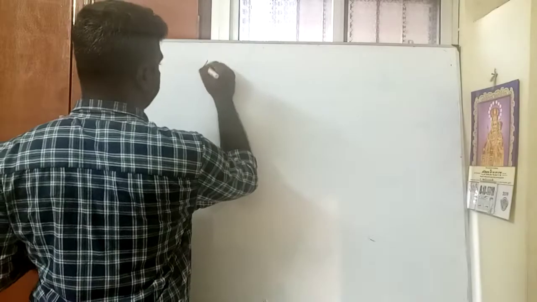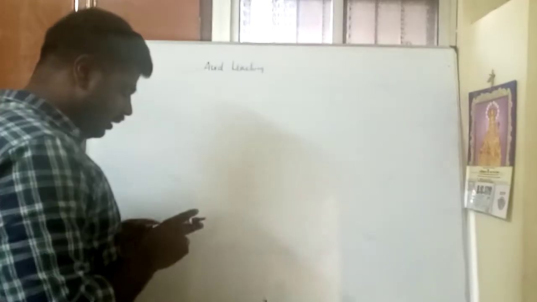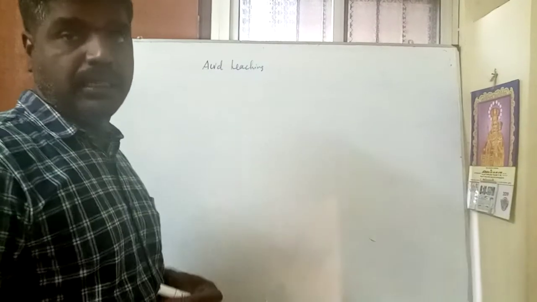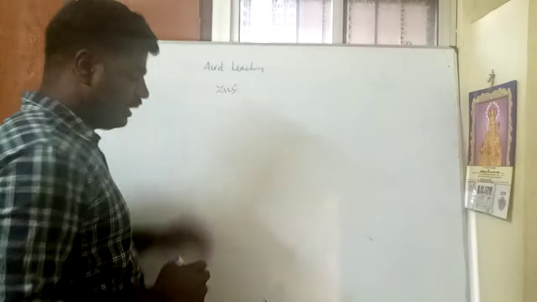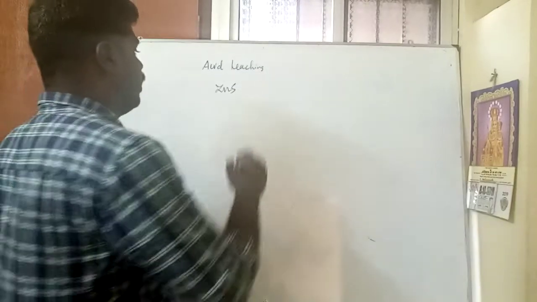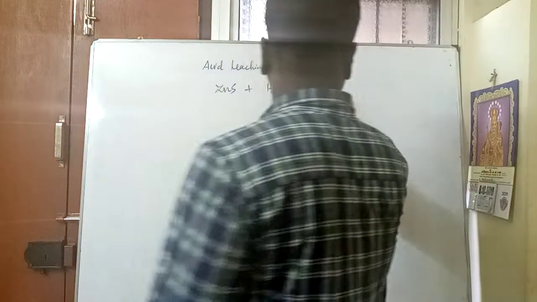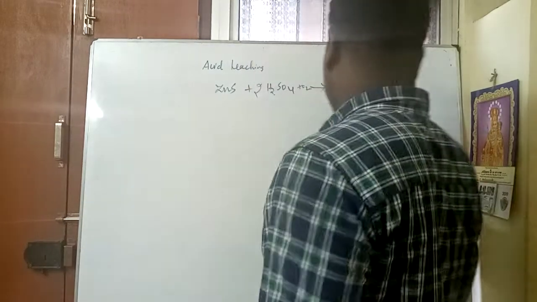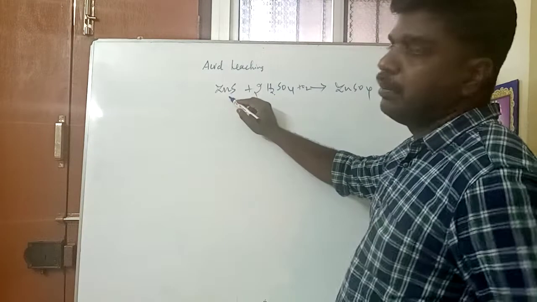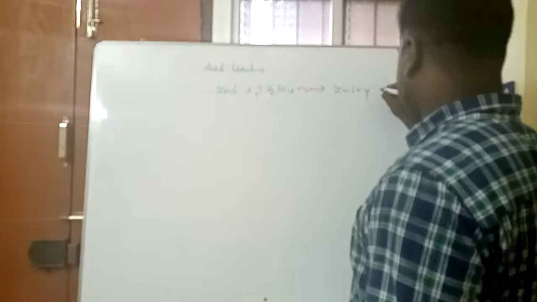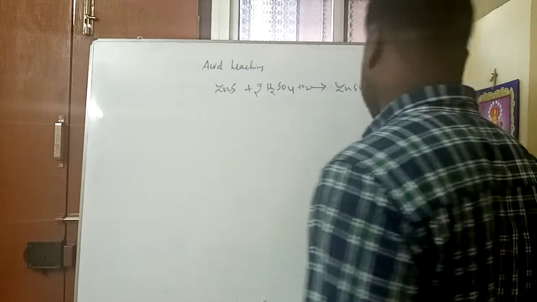Finally, we are going to see acid leaching. Acid leaching is nothing but the ore is treated with hot sulfuric acid. For example, let us take zinc sulfide. Zinc sulfide is an insoluble ore. It is treated with hot sulfuric acid in the presence of oxygen. We get the soluble salt zinc sulfate. This insoluble ore is converted into soluble zinc sulfate, and sulfur plus water. These are the reactions.